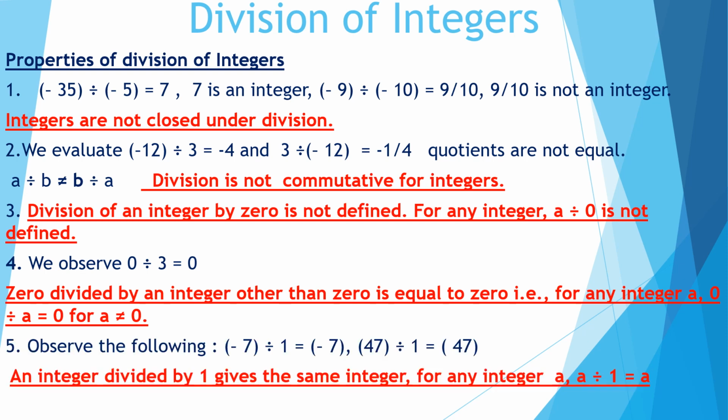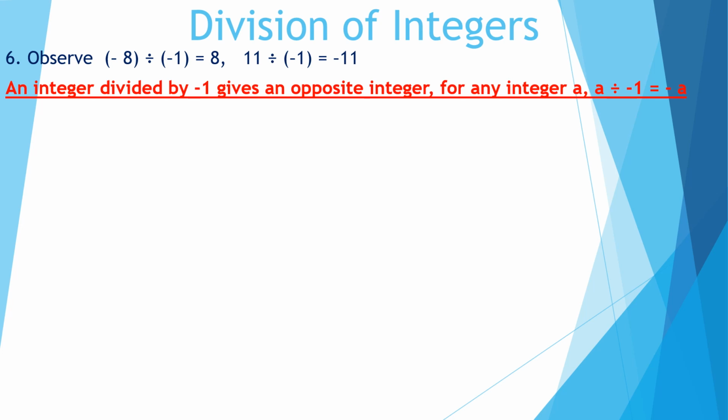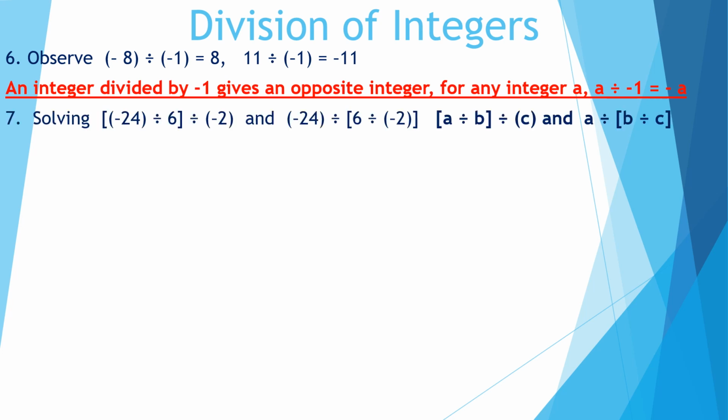Now let's observe minus 7 divided by 1 is equal to minus 7. So we observe that an integer divided by 1 gives the same integer: for any integer a, a divided by 1 is equal to a. Now let's observe minus 8 divided by minus 1. We get a positive 8. So an integer divided by minus 1 gives the opposite integer. So for any integer a, a divided by minus 1 is equal to minus a.